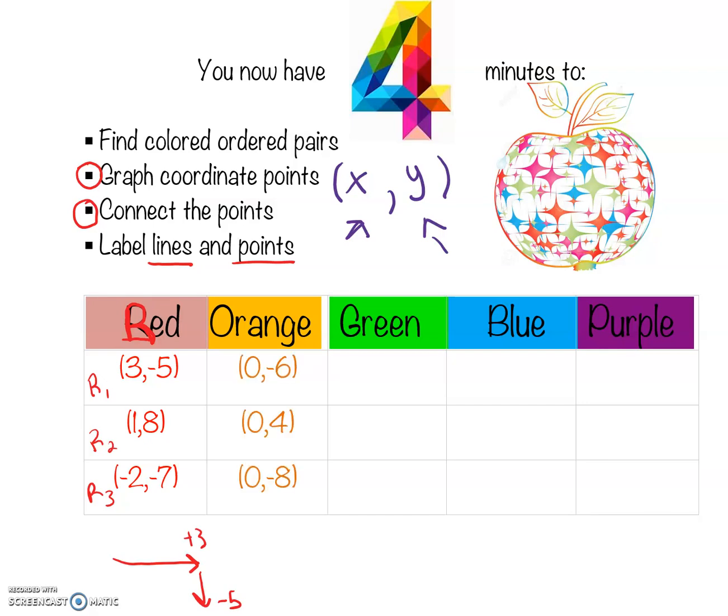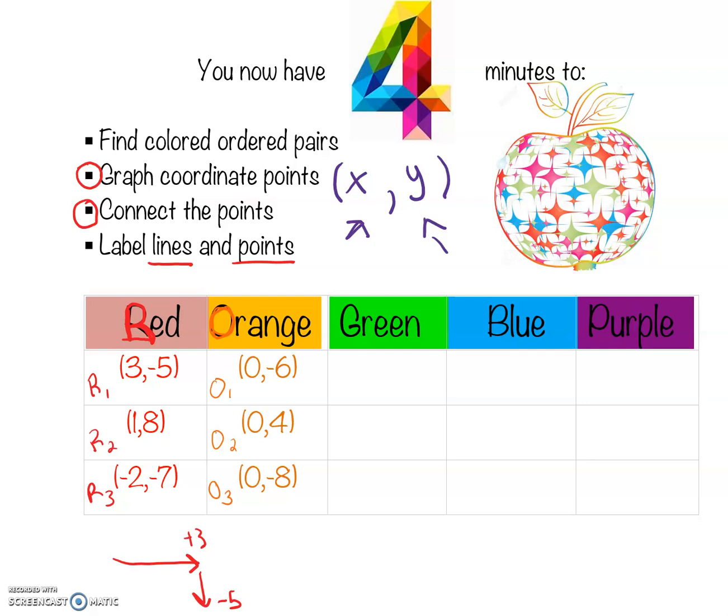All right, hopefully in that 4 minutes you were able to graph all 3 of those coordinate points, then connect the 3 points and label the line and the points. Let's go ahead and move on to orange. Again, we're going to make sure we label our line. In orange, my recommendation is we label it with that O, and we're going to label each point. My suggestion is O1, O2, and O3.